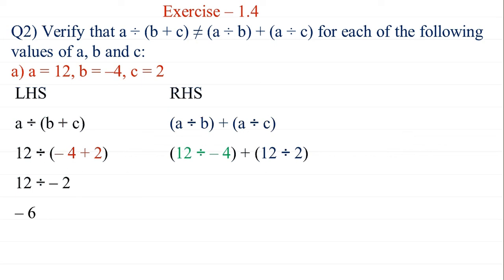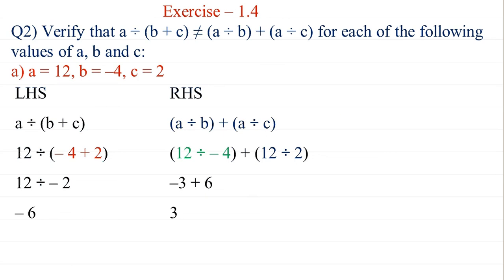And the second bracket, 12 divided by 2 would be 6. -3 plus 6, one is negative, one is positive. We'll subtract and take the sign of the greater number, which is plus. So now you can see, when we solve this LHS, the answer would be -6, and in RHS the answer would be 3. Are they both equal? No, they are not equal.